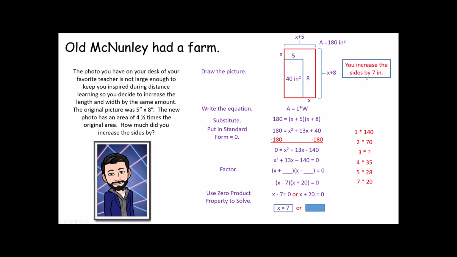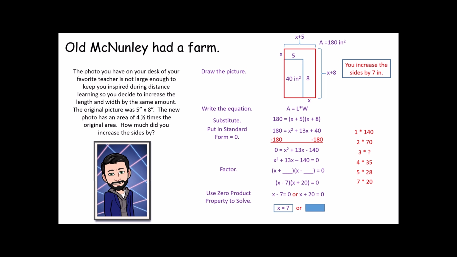If I wanted to find the new measures of the sides, I would just plug the 7 in and figure that out. 7 plus 8 means this side would be 15 now, and this side would now be a 12. By the way, 12 times 15 does equal 180. That's exhausting, isn't it? I know that's a lot of steps for a single problem, but hopefully it makes sense as you're working your way through it.